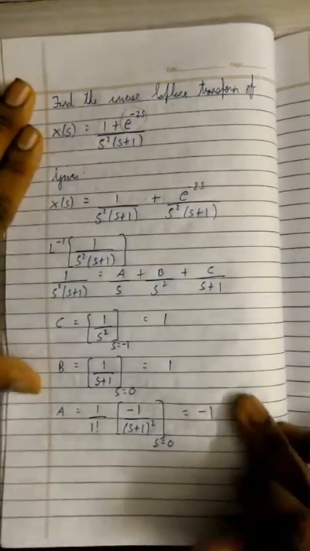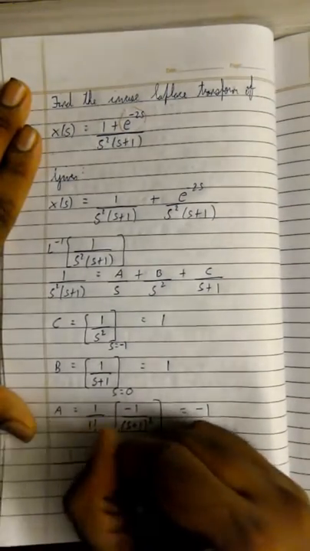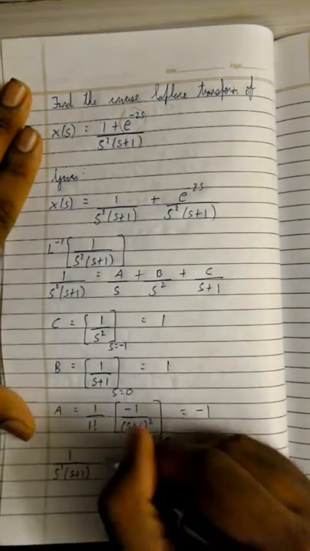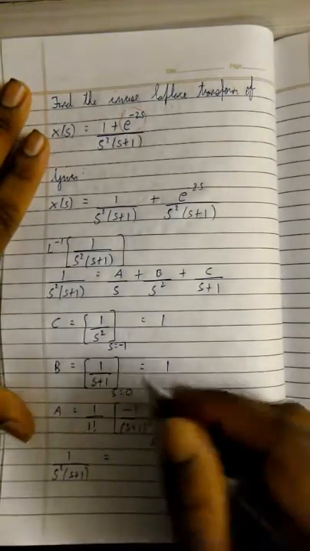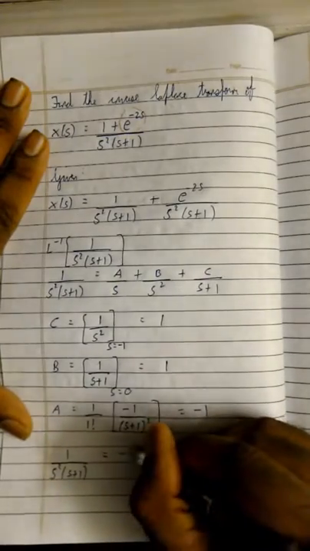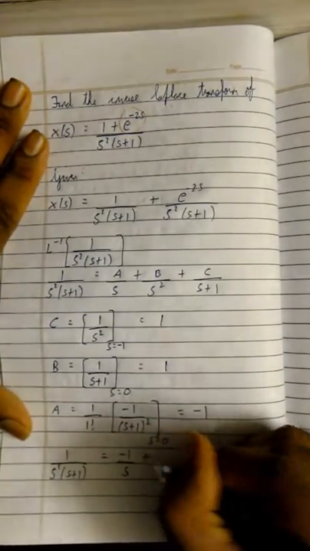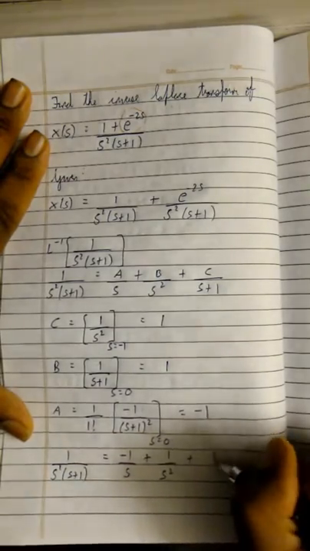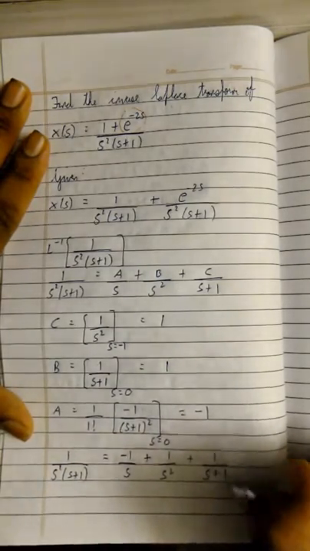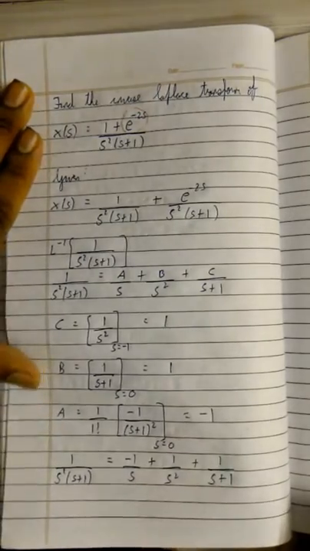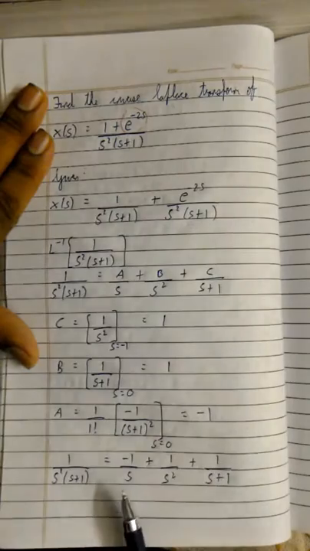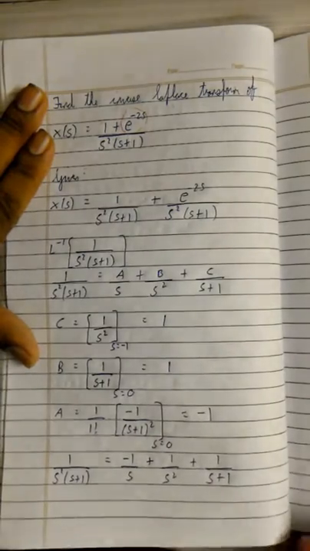Therefore I can say that 1 by s square into s plus 1 can be written as: the value of A is minus 1, so minus 1 by s, plus the value of B is 1, so 1 by s square, and the value of C is also 1, so 1 by s plus 1. So now, to find the Laplace inverse of the first term, simply find the Laplace inverse of these three terms. Finished.